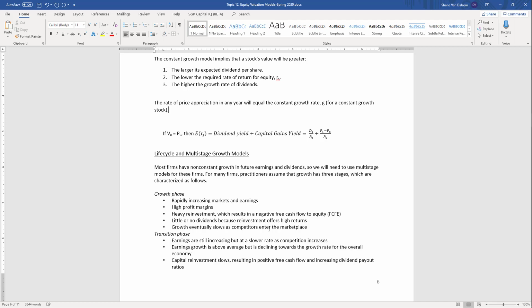Earnings growth is above average but is declining towards the growth rate for the overall economy. Capital reinvestment slows, resulting in positive free cash flow and increasing dividend payout ratios.